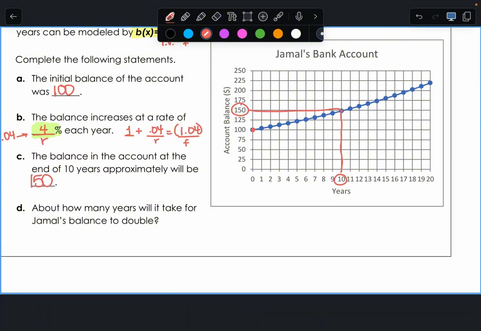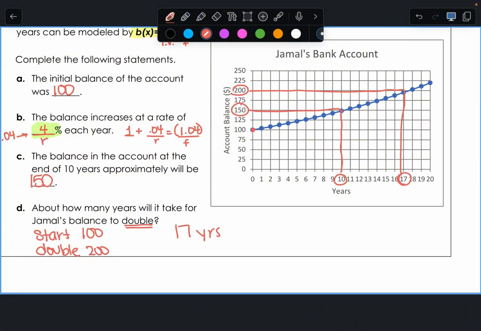How many years will it take for Jamal's balance to double? Where did we start? 100. So if we're doubling that, we're looking for where it went to 200. 17. Go to 200 and then you slide over to the dot, and then you go down. Over here is saying 18.